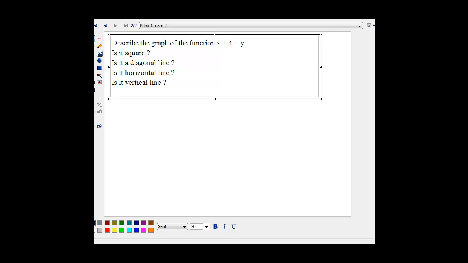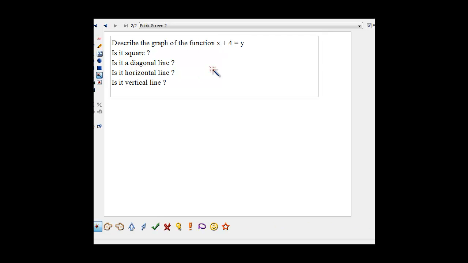Okay, we're going to look at the graph of a straight line. Describe the graph of the function x plus 4 is equal to y. We want to know if the graph is the graph of a square. Is it a diagonal line? Is it a horizontal line? Is it a vertical line?